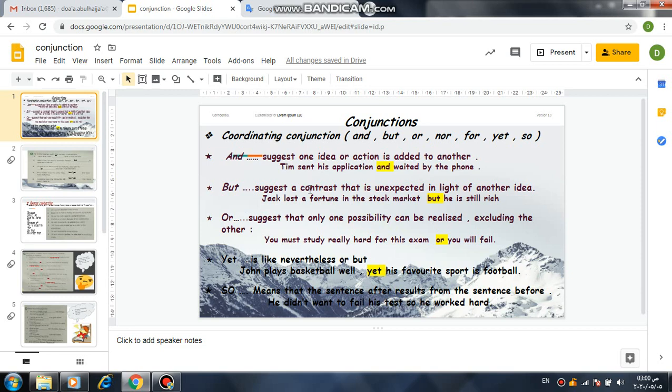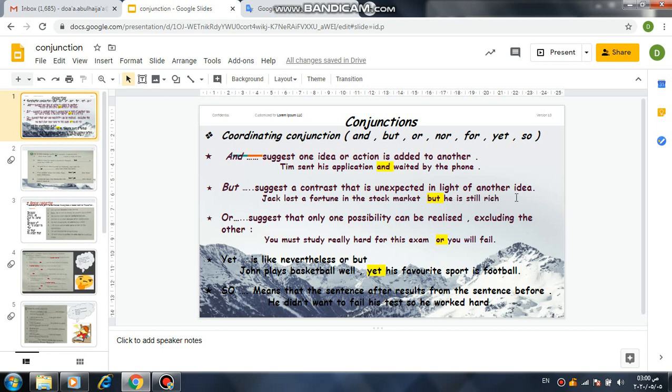But suggests a contrast that is unexpected in light of another idea. It means it gives the opposite idea. For example, Jack lost a fortune in the stock market, but he is still rich. He lost, but he is still rich.